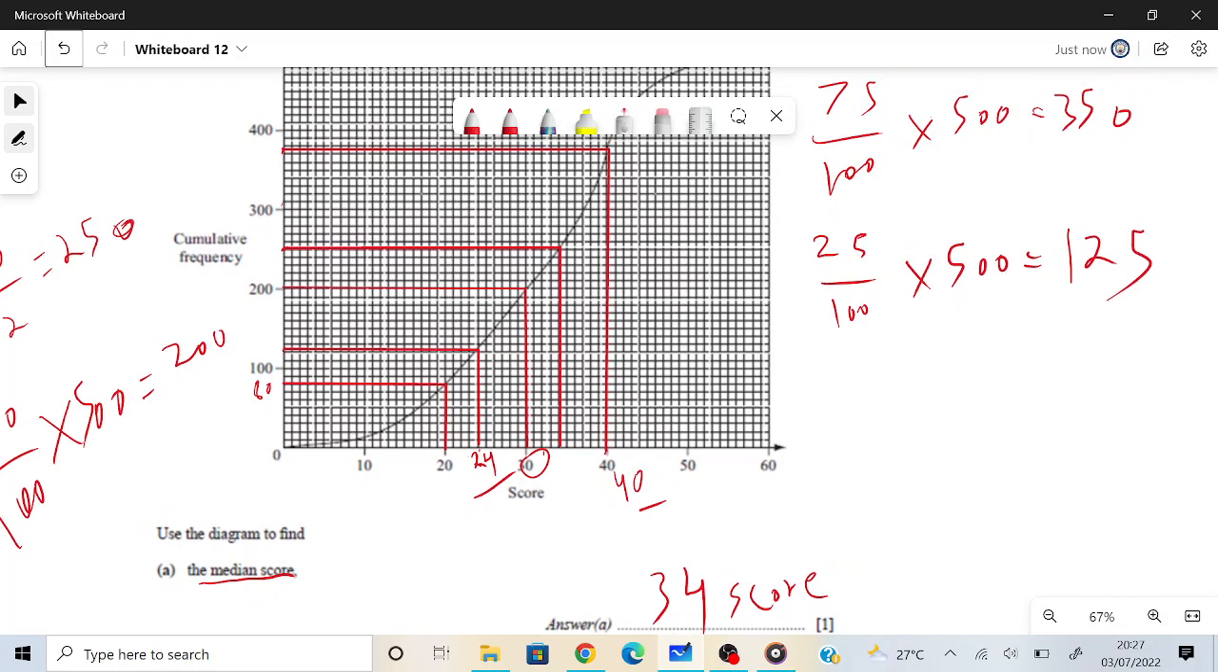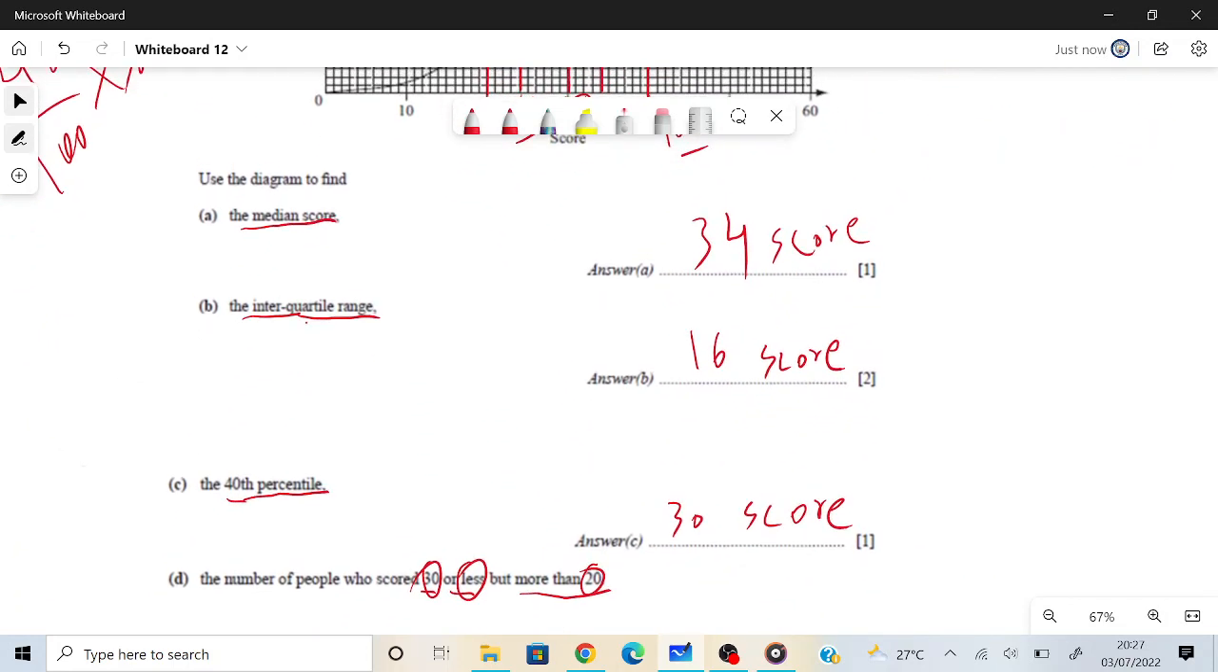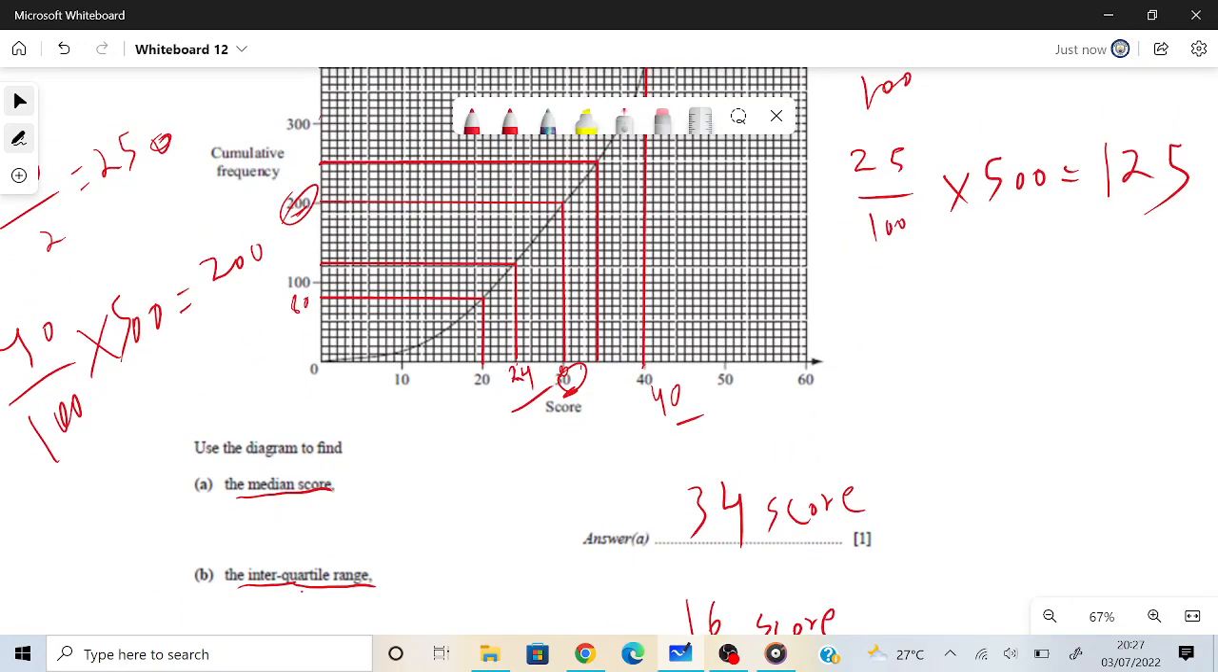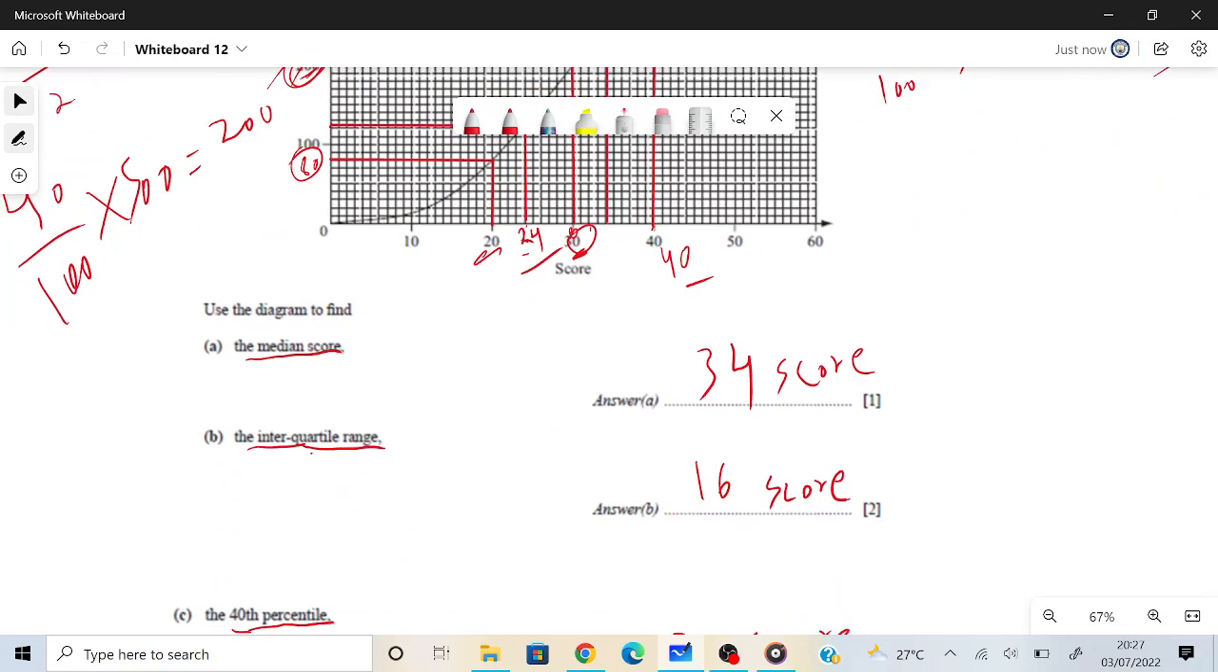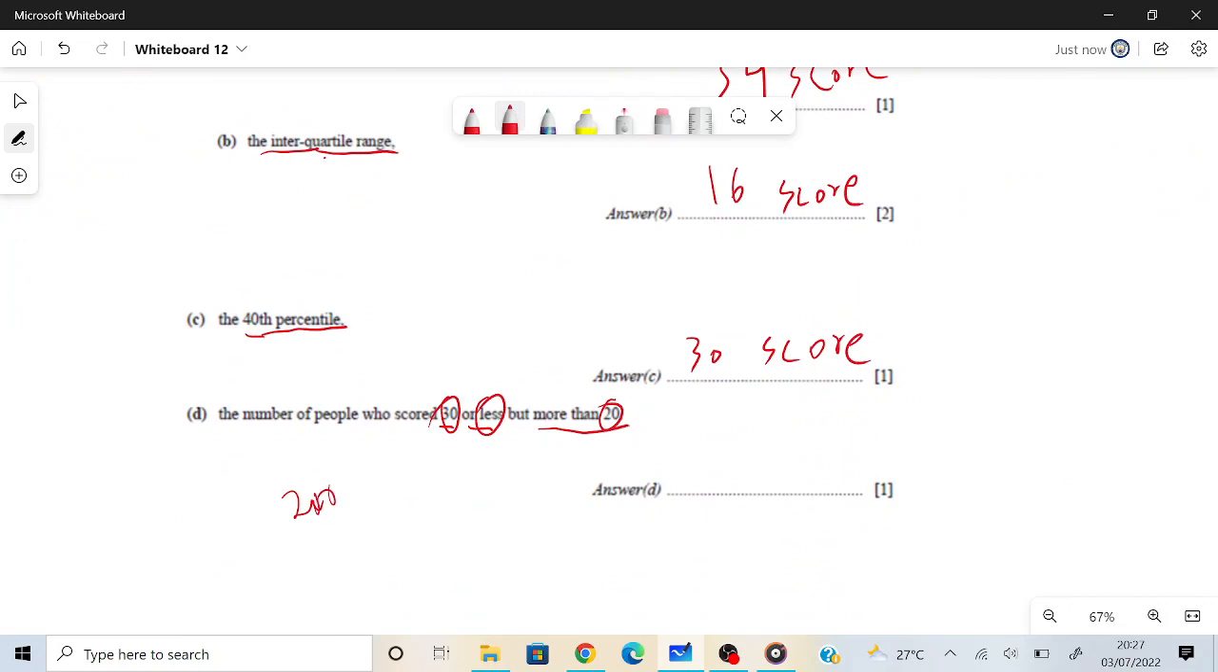It said more than 20 but 30 or less. So let's go to 30. Okay, we did that. Because we did 200 initially and we got 30, if we do 30 now we should get 200. So we have 80 and 200, and it's said to find the number of people who score 30 or less but more than 20. All we have to do is take the one we got for 30, that's 200, and subtract the one we got for 20, which is 80. So 200 minus 80 gives 120. The answer for that is 120. Again, you can write score just to be on the safe side.